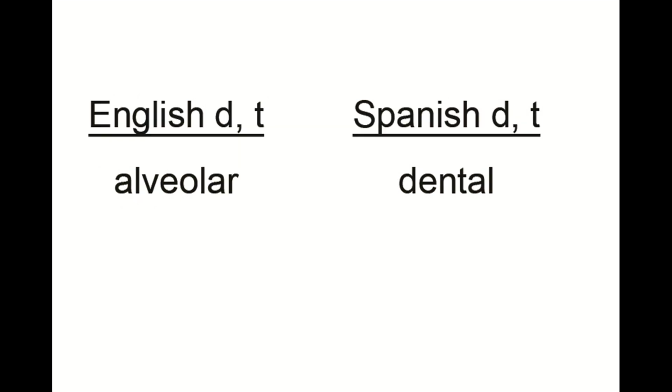The English D and T are both alveolar, that is to say, they are pronounced by bringing the tongue to the gummy ridge above the upper teeth. D, d, t, t. In Spanish, both the D and T are dental, meaning that the tongue touches the back of the upper teeth. D, d, t, t. So in addition to being pronounced without a puff of air, the Spanish T is also pronounced in a slightly different location in the mouth than the English T. Let's look at some example words.